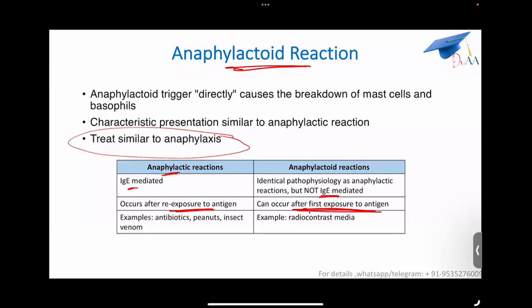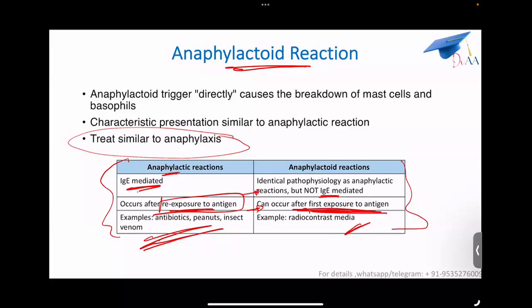Here, an antigen exposure is not required at all. In the first episode itself, it can trigger an anaphylactoid reaction. An anaphylactic reaction is usually triggered the second time and it is IgE mediated. These are the examples for anaphylactoid reaction. Both are treated similarly, there is nothing much different. The only difference is it is not IgE mediated and doesn't require a second exposure, it can happen on the first exposure itself. Anaphylaxis requires re-exposure to the antigen to cause shock.